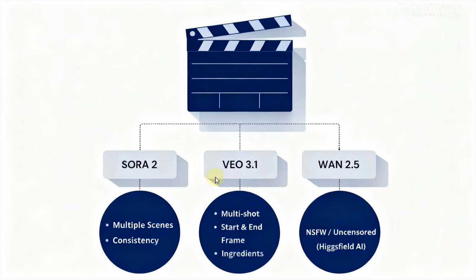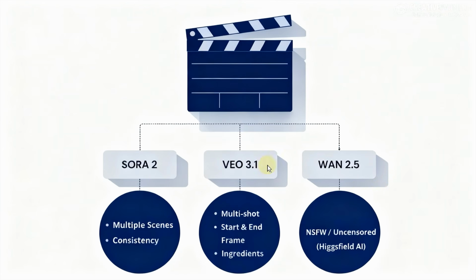WAN can do pretty much everything that Sora 2 and VEO 3.1 can do. However, one of its strengths will never be replicated by Google and OpenAI because they are just too censored, which is that WAN 2.5 can create NSFW or uncensored content, because some product videos might require that. However, do note that this is only possible on Higgsfield AI and not on the other all-in-one AI apps. And this is the app that I will recommend you use to access all the three models.